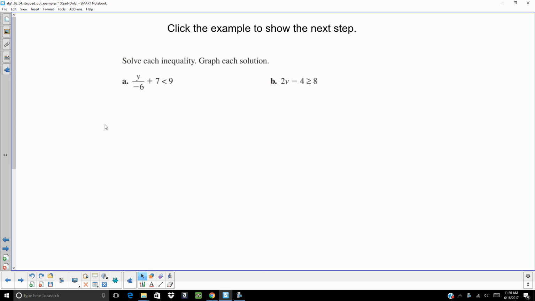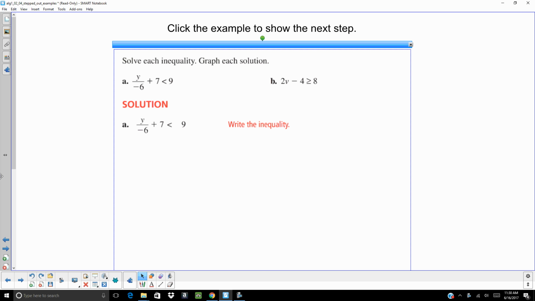So we start by writing down the original problem. Well, we want to get rid of that plus 7. So I ask myself, hey, how am I going to get rid of that plus 7? I'm going to subtract 7 is what I'm going to do. I'm going to be left with y over negative 6 is less than 2.